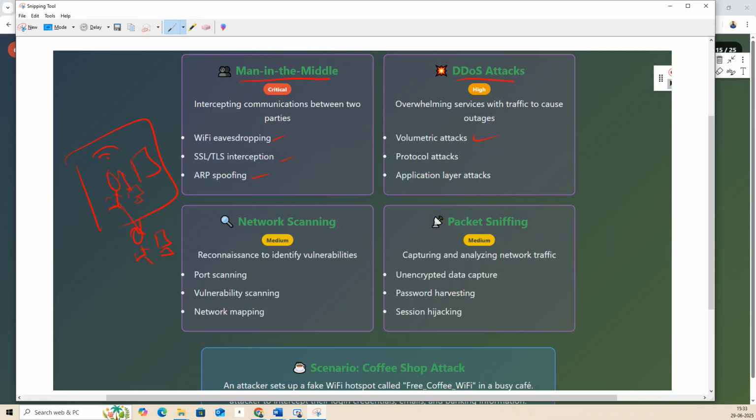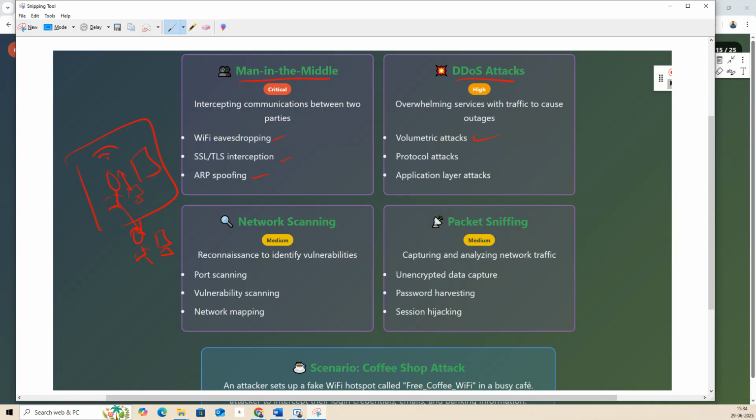Never connect to public Wi-Fi for sensitive work. Use your phone hotspot instead. If you must use public Wi-Fi, use a VPN to encrypt all traffic, and always verify the legitimate Wi-Fi network name with the staff. Don't just assume the strongest signal is legitimate.